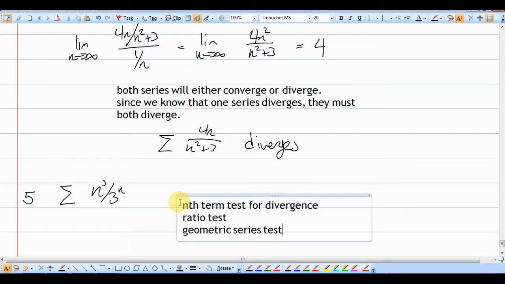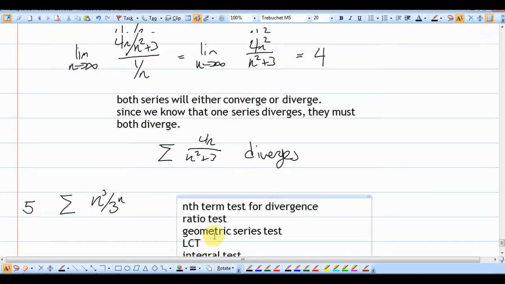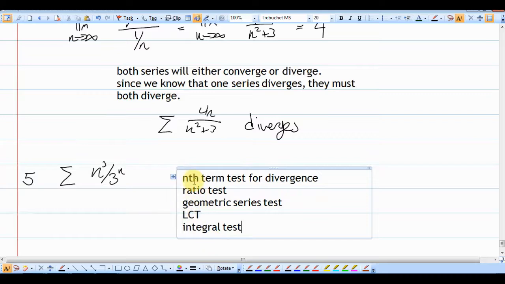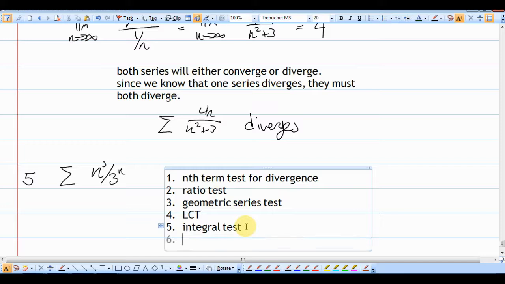If applicable, you could use what we just used, the LCT. You can even use the integral test. You have all of these tools to use. P-series. Yeah. You have all of those tools to use.